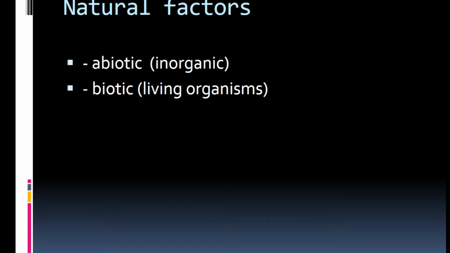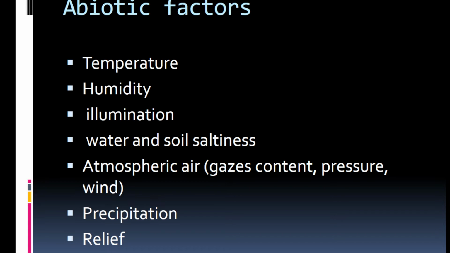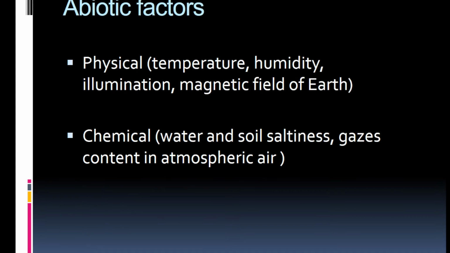Natural factors we can divide into two groups. It's abiotic or inorganic factors and biotic factors, or living organisms, microorganisms for example, which act on our body. You can see here some abiotic factors. It's temperature, humidity, illumination, water and soil saltness, atmospheric air, including gases content, pressure, wind, precipitation, and the relief of the surface of Earth.